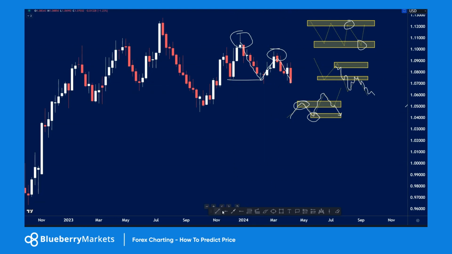Where is that going to bring price to? I like to look at previous highs and lows. The low here, for instance, maybe if we break that, could it come down to that low?